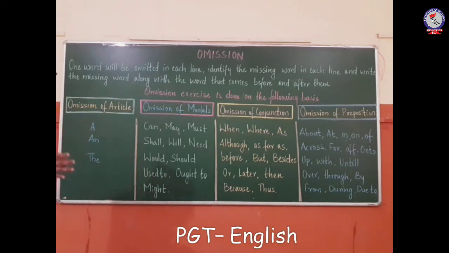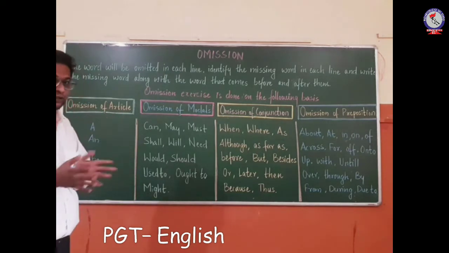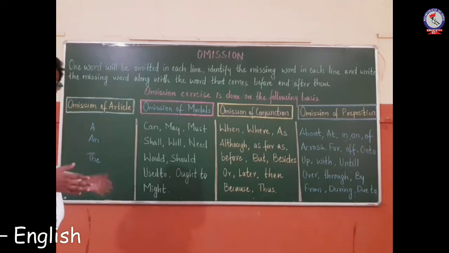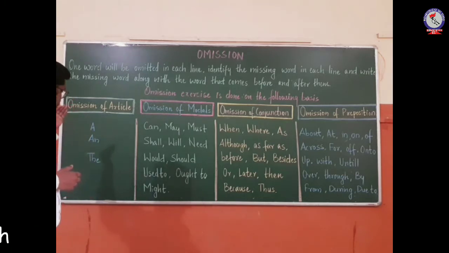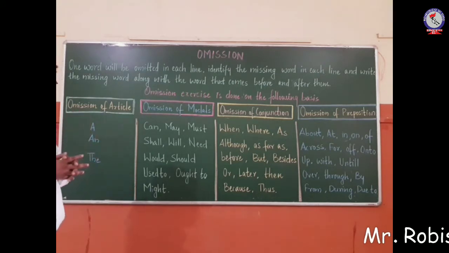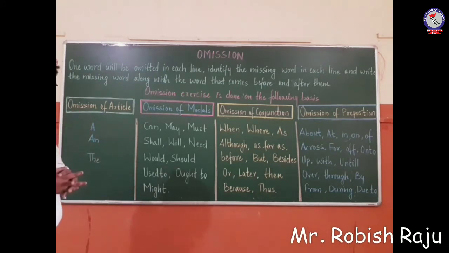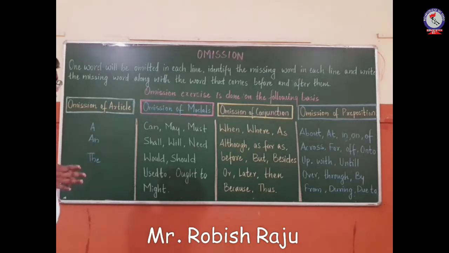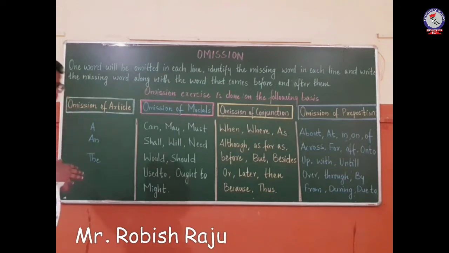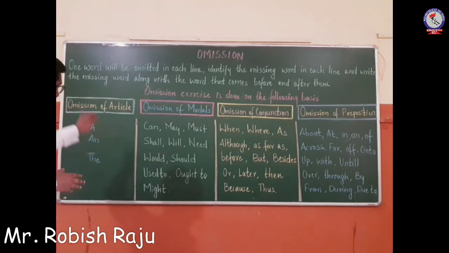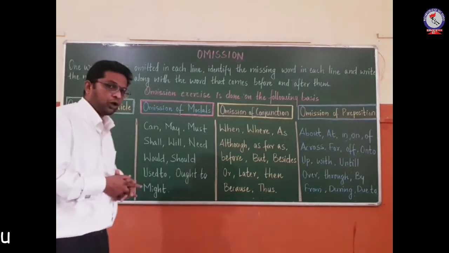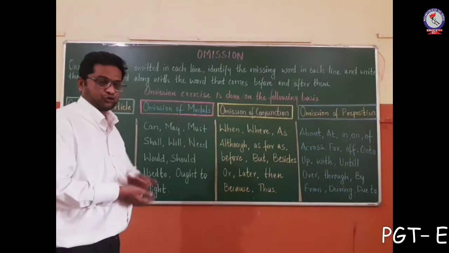So in the grammatical portion of determiners, we have seen the usage of articles, we have seen the usage of demonstratives, we have seen the usage of possessives. So we must be well acquainted and familiar with the usage of article. When to use the article. Next type of omission is omission of modals.